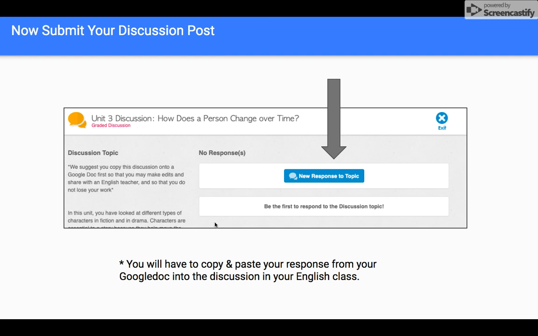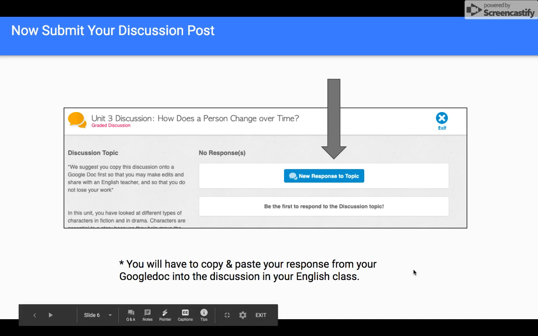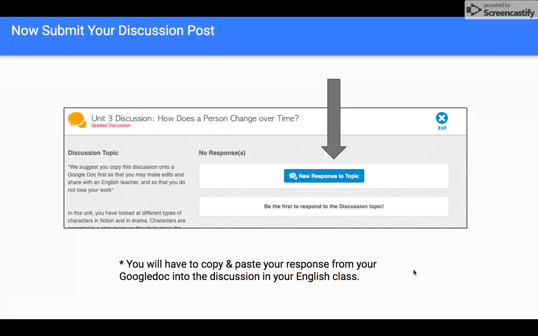And that's it. After you've recorded all these responses on your Google Doc, you'll copy and paste them into the discussion. Okay, so in the discussion in your Plato class, your English class in Plato, you'll hit this button. See, here's where we got the topic originally. You copied and pasted it in your Google Doc. This is how you post your discussion. You hit this blue button, a text box will open, and then you copy and paste your responses from the Google Doc into the text box here. You click submit, and then that's it.